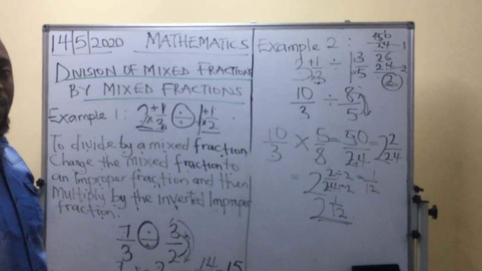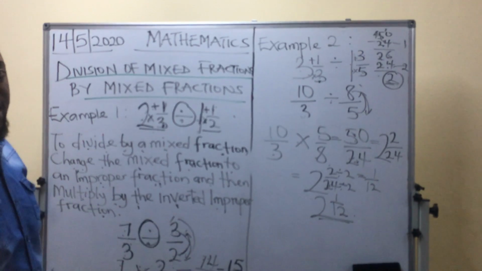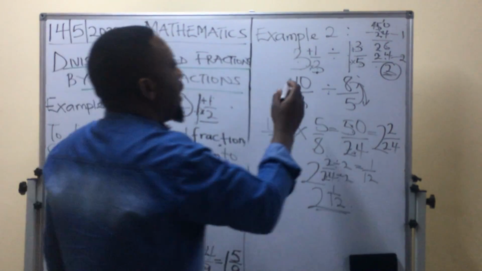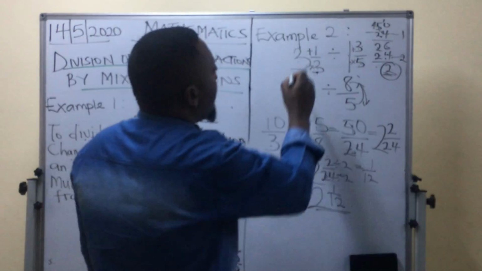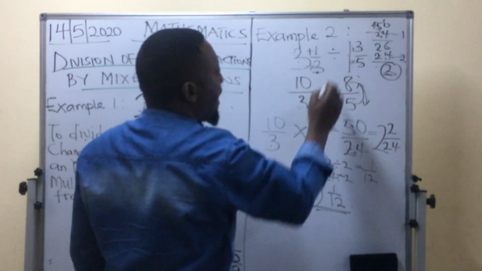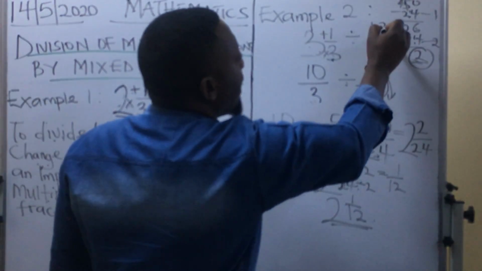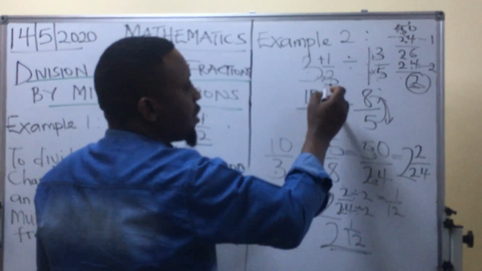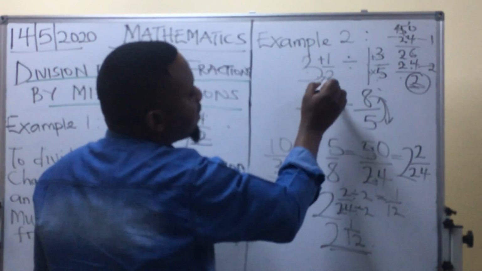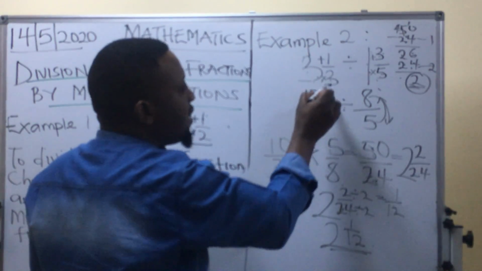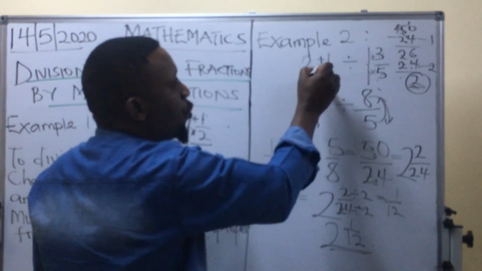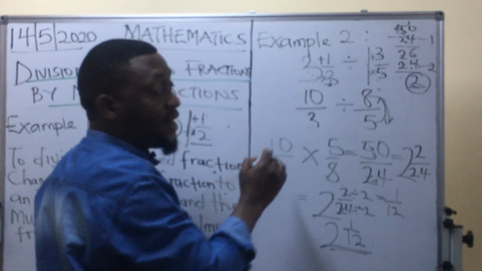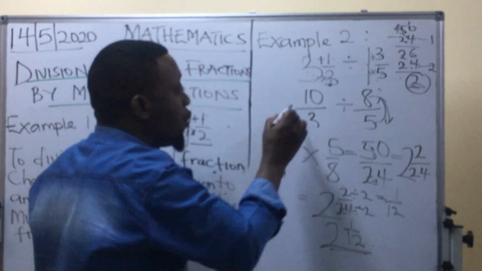That's the second example. Let me repeat this example too. Again, we have 3 whole number 1 over 3 to divide 1 whole number 3 over 5. And this is a mixed fraction, this is also a mixed fraction. I told you that we are going to convert this mixed fraction to an improper fraction by saying 3 times 3 plus 1. 3 times 3 is 9. 9 plus 1 is 10. So we have 10 over 3.